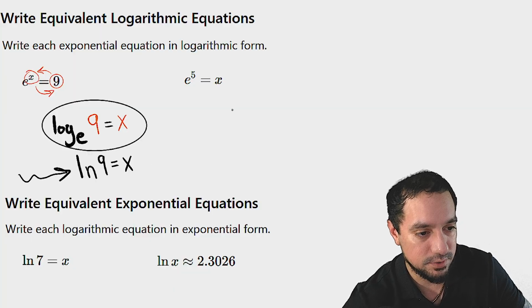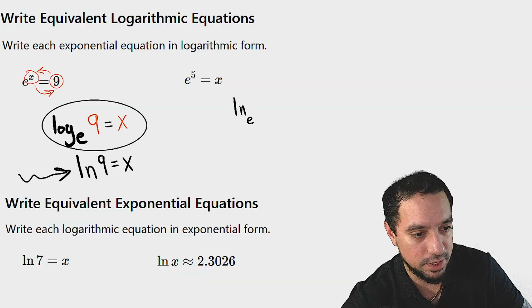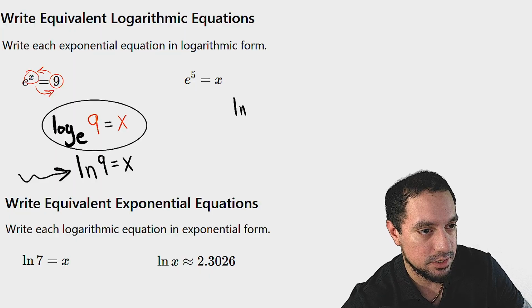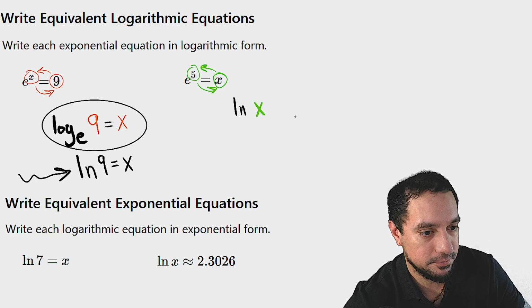So same thing on this one. I will first rewrite the base. So this is log base e, but we make the e invisible. And then I'm going to go ahead and swap out these two here. So the argument of the logarithm becomes x, and the answer becomes 5.